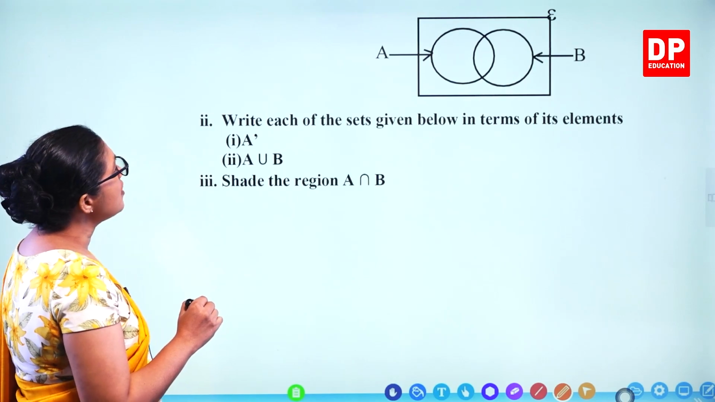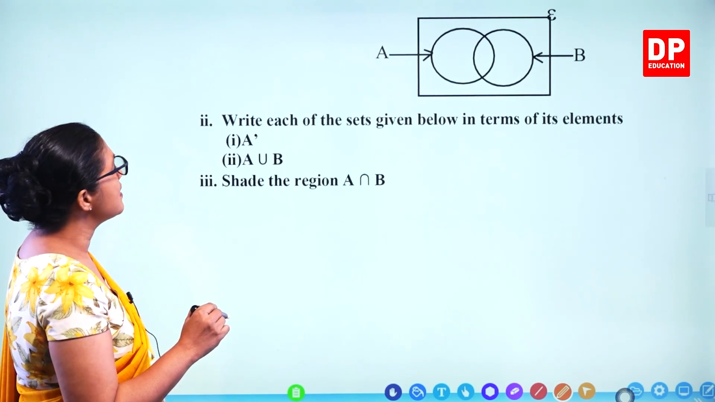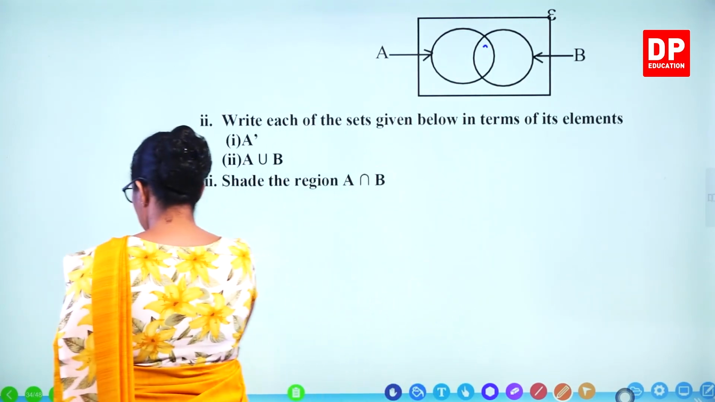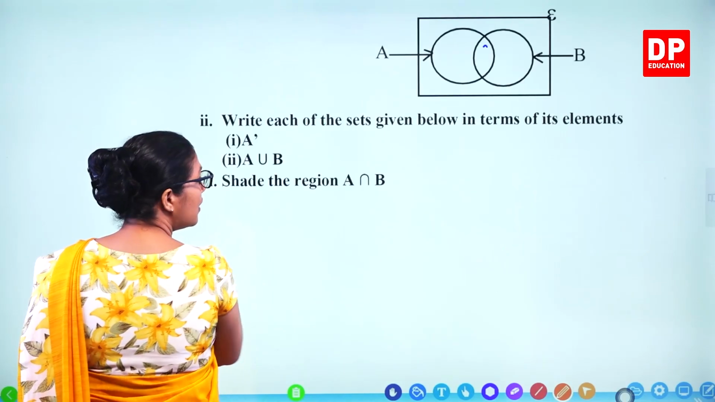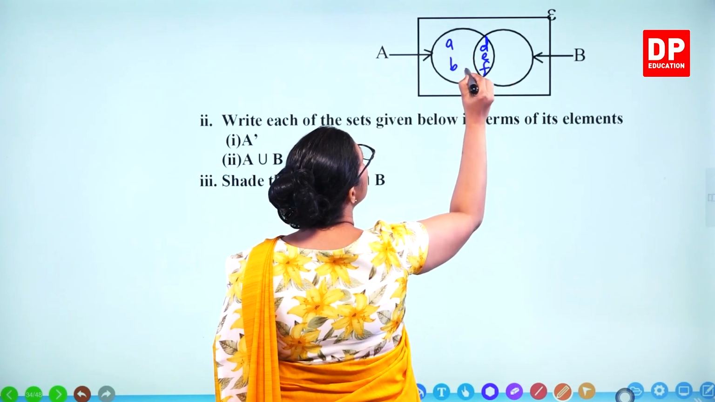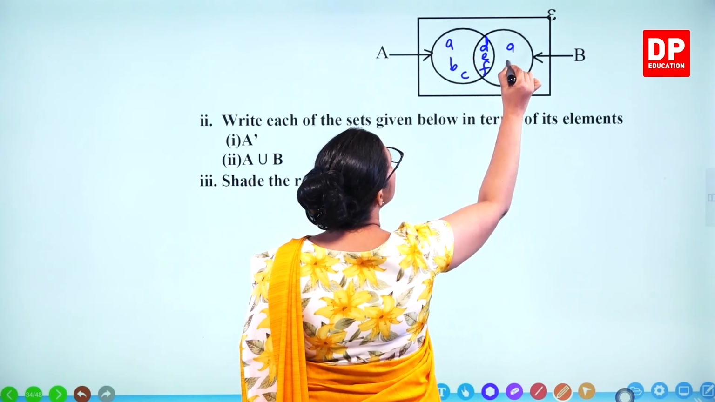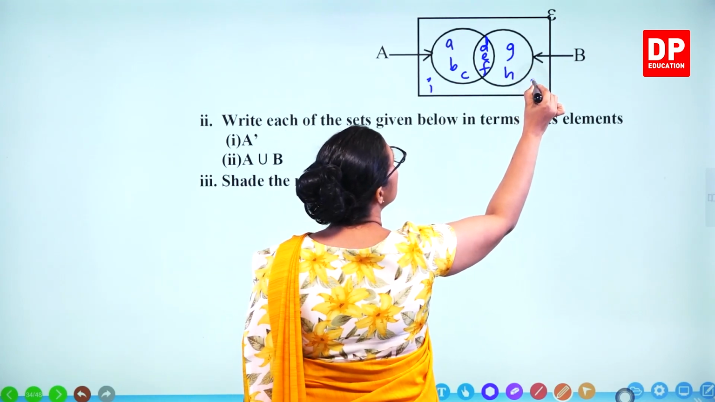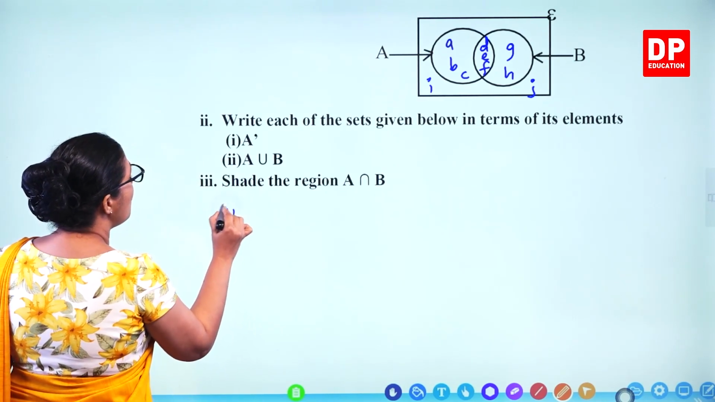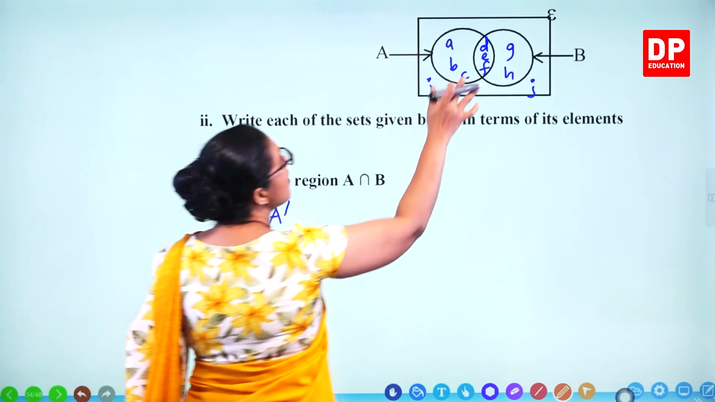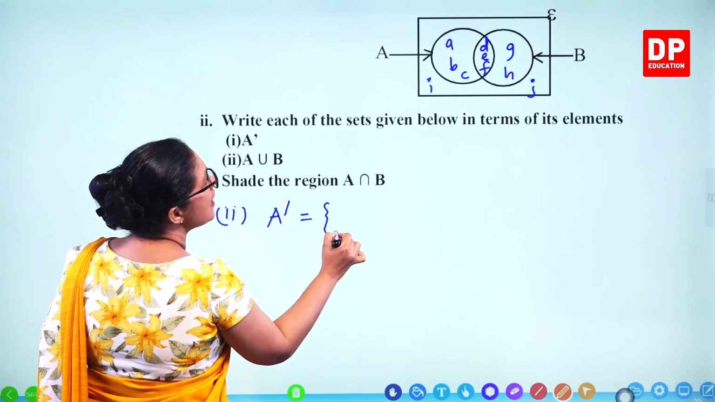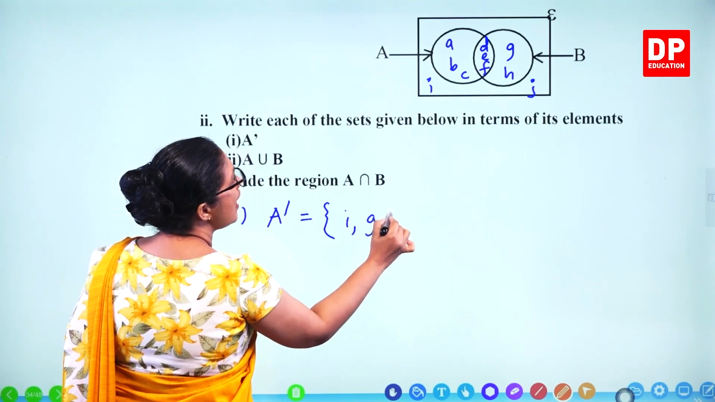Next one, write each of the sets given below in terms of its elements. Now I have to write it again. This is D, E, F, A, B, C, G, H, I, J. So that was the Venn diagram we created. So we'll write A dash, the complement of A, and write all the other elements. So what are the other elements? We get I, G, H, J.